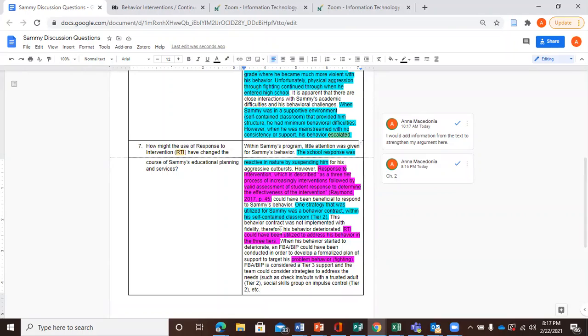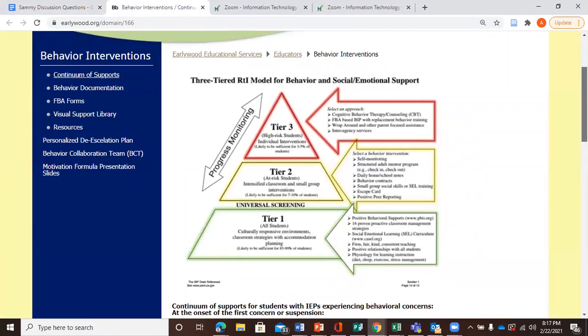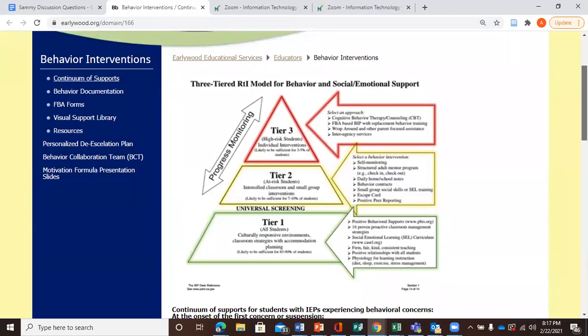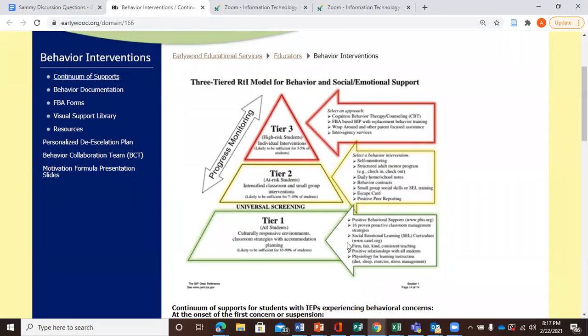So in terms of response to intervention, RTI could have been utilized to address his behavior within these 3 tiers. So on page 45, you'll see the different tiers. I did want to show you this document too. I will link this just so that you can access it. But basically, when we're looking at tiers of response to intervention, this is specifically for behavior and social emotional support.